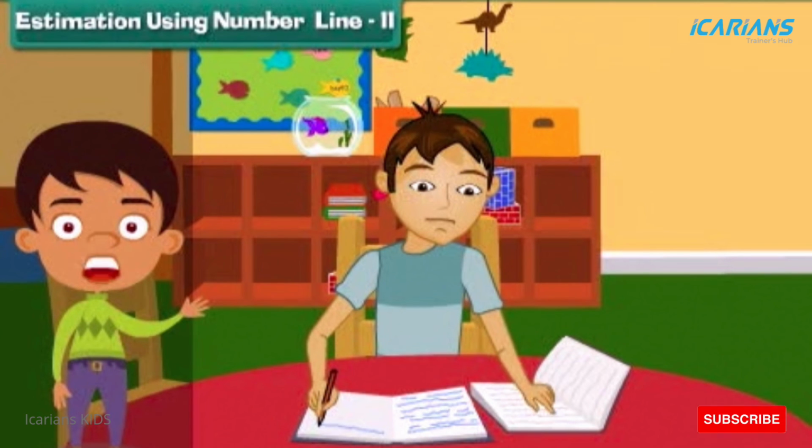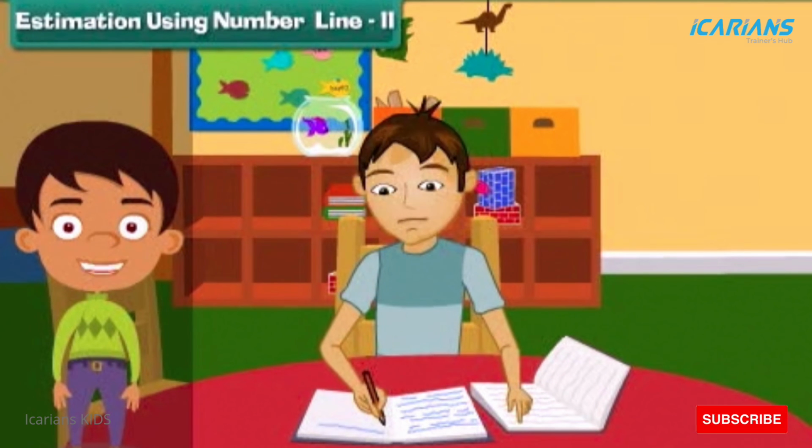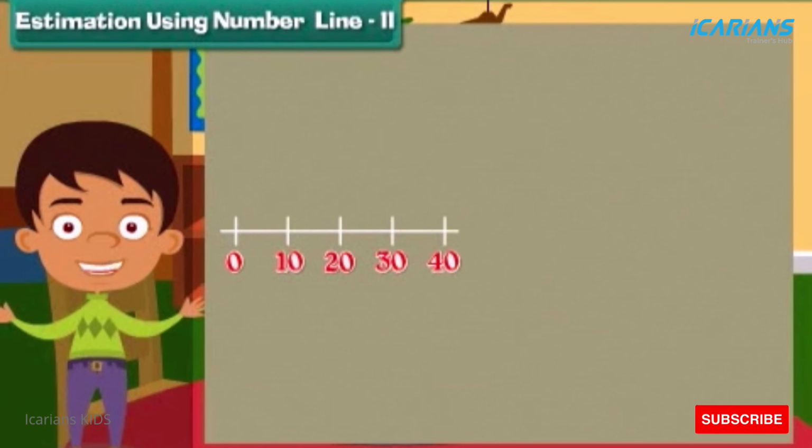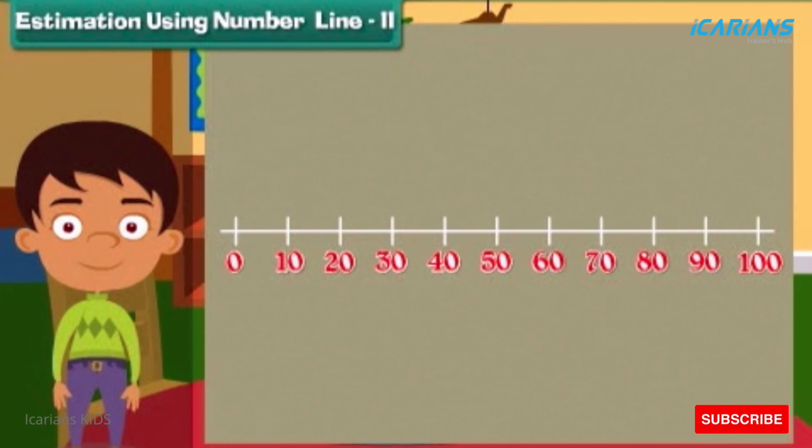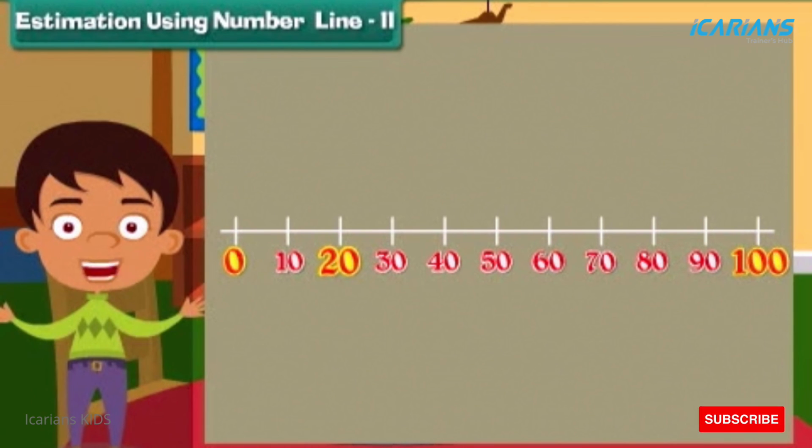Estimation using number line 2. Let us now consider a bigger number line from 0 to 100. Can you guess the position of number 20 on this line? It will be near 0 or towards 100. Yes, it will be near 0.